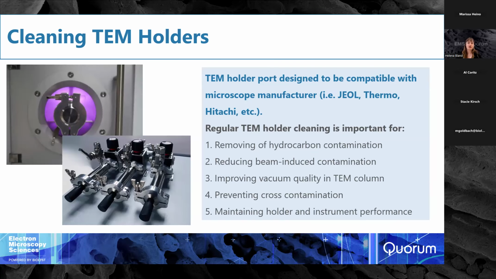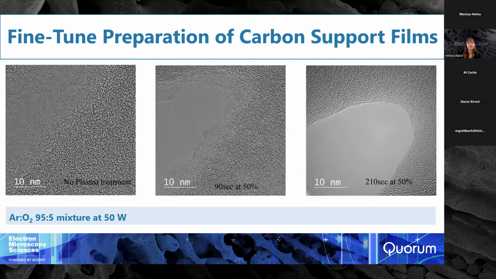We can use our plasma cleaners to clean our TEM holders. And this is really important when you want to think of long-term maintenance of your holder and your instrument performance. Obviously, if we have a clean TEM holder and we're putting it into our TEM column, we're likely to improve our vacuum quality, reduce the risk of cross-contamination, and we can also remove any hydrocarbon contamination that might have built up on our holders. So it's really good general practice to be cleaning your TEM holders.